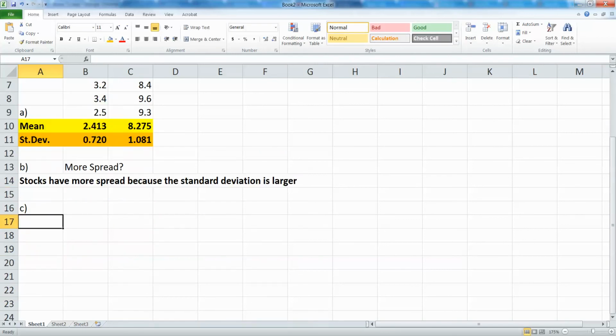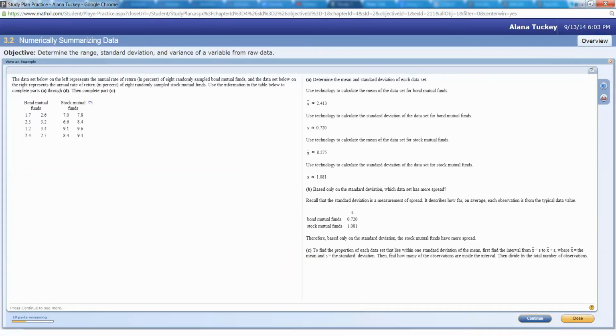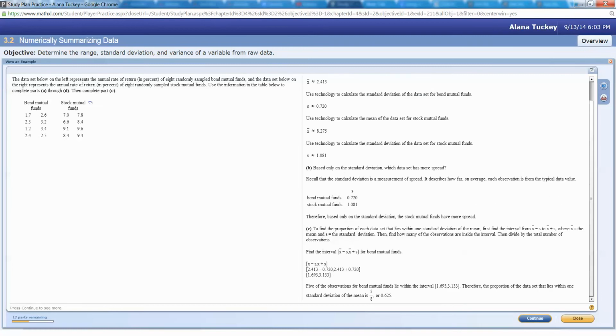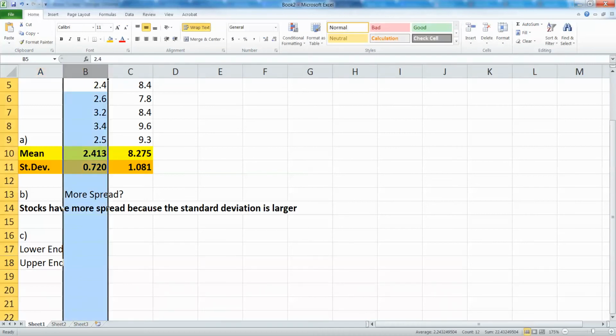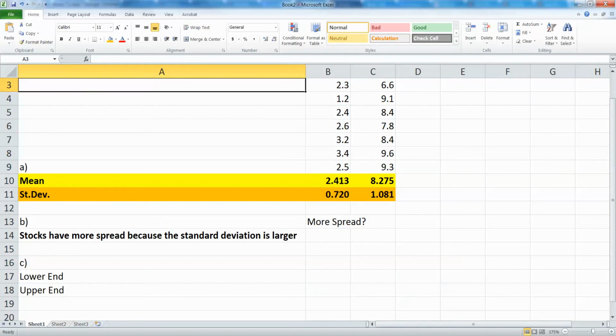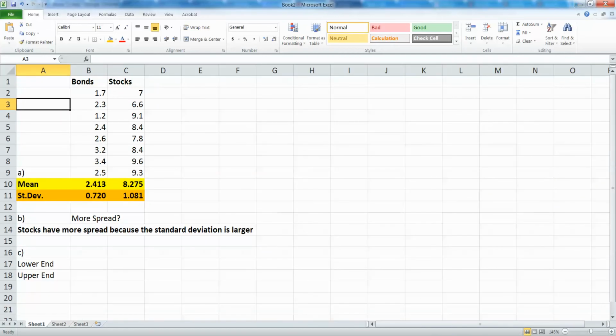All right, part C, I believe, wants you to find the coefficient of variation. Let me go back. Oh, to find the proportion, got it. So they want to know what proportion of each data set lies within one standard deviation of the mean. So we need to find the mean and the standard deviation. First of all, I'm going to find the lower end, and then I'm going to find the upper end. And you could do this with your calculator, or with paper and pencil. It doesn't matter. I'm just using Excel because it's convenient for me to type in.